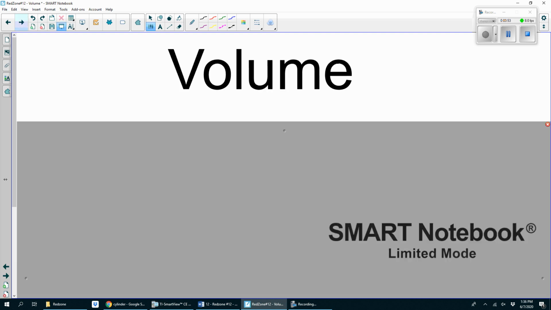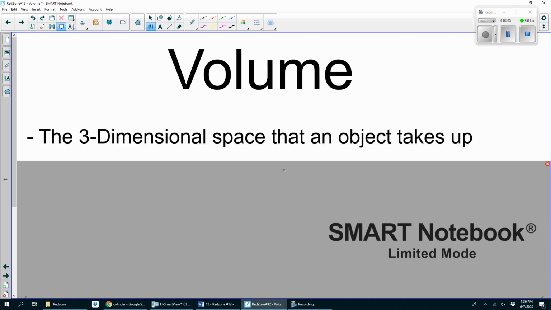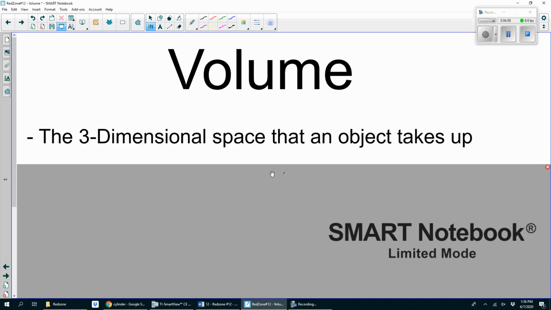Okay, let's talk about volume. Volume in math, and when you ask what volume is, I don't want to hear you guys say volume equals length times width times height. That is a formula for volume of a very specific shape, but in general, volume is the 3-dimensional space that an object takes up. So if you think about it, we live in a 3-dimensional world. Everything around us is 3 dimensions, and certain objects take up more space than other objects.